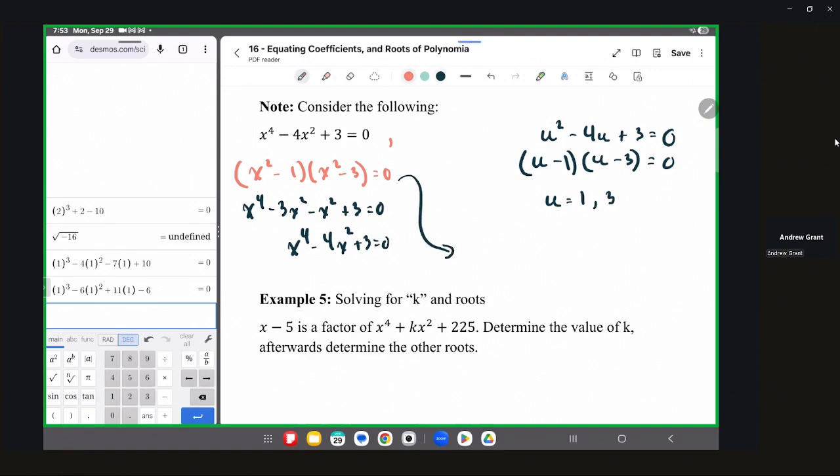So we can factor this as a quadratic, right? And we end up, in this case, with two difference of squares. And so we could then take x squared minus 1 and make it x minus 1, x plus 1, and then this x squared minus 3 would be x minus the square root of 3, and x plus the square root of 3, all has to be equal to 0. That would work. Okay.